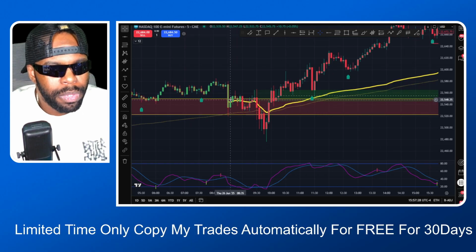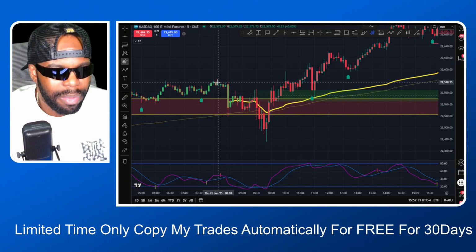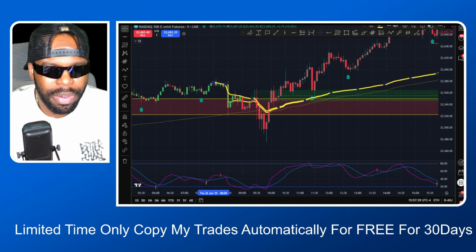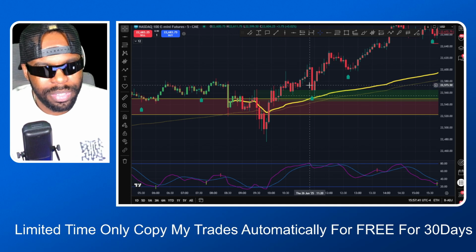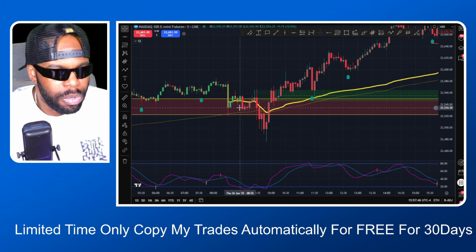And as you can see, boom, it's kind of like the 8 a.m. anchor VWAP over here. If I go to the 8 a.m., it's kind of the same pattern there, but I'm just trying to show you different ways to use the Anchor VWAP. You can use the Anchor VWAP based on news.